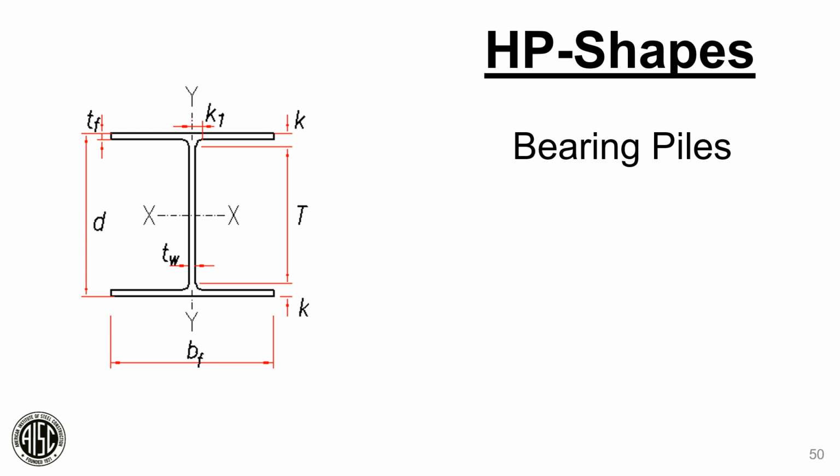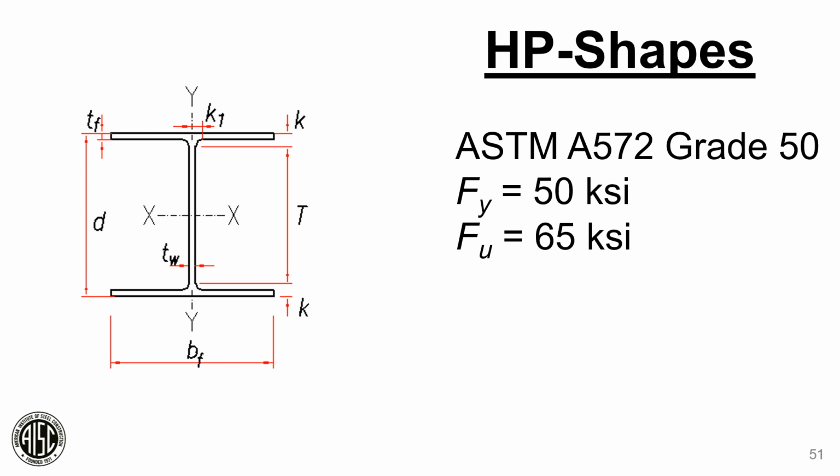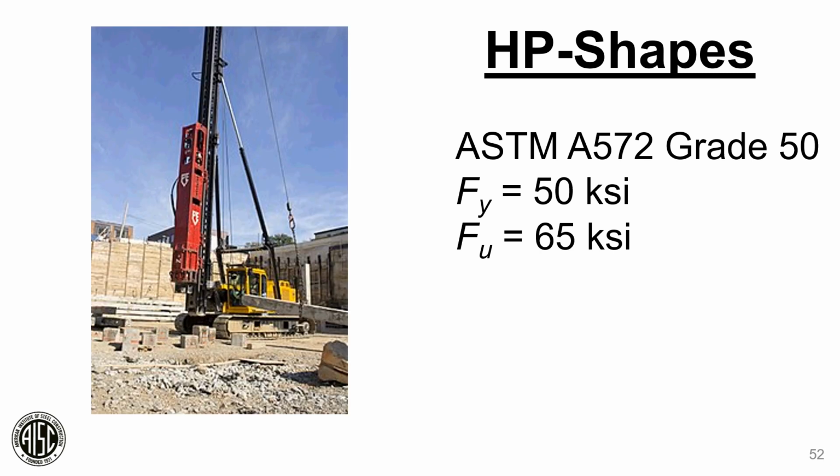HP shapes, bearing piles. Now, as I mentioned earlier, HP shapes are all now A572 grade 50 material. Now, these are more commonly used in foundations as being driven down to provide a bearing for your foundations, but I have seen these used at times as column shapes. So keep that in mind if you're using this for any of those applications. Use A572 grade 50 when you're using this material. Take advantage of the strength. Don't default to the old A36, 36 KSI material.